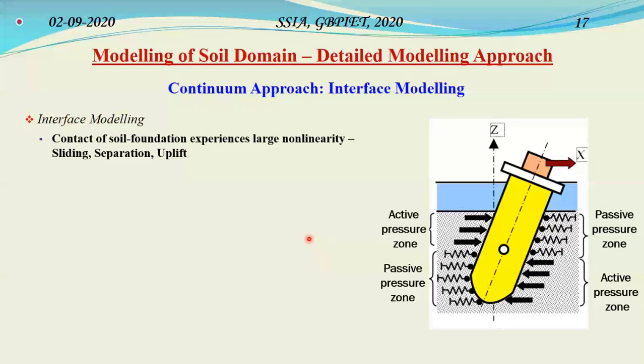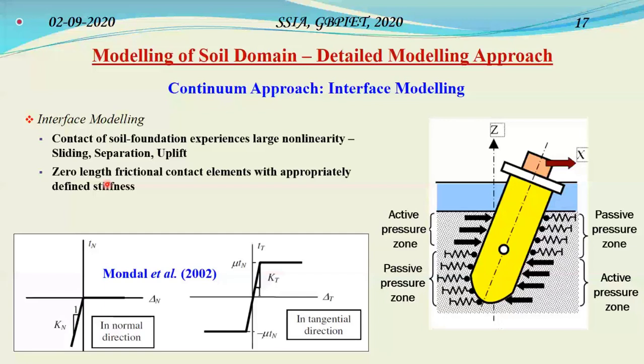A very common way of doing that is a zero length frictional contact element. Now, whenever you use a contact element, you have to define its stiffness appropriately. In this particular case, you have to define the stiffness both along the shear, that is the tangential direction, and along the normal, that is towards the direction of the deformation or towards the direction of the load. There are thousands and thousands of types of contact elements, and they have their own characteristic conditions and definitions of providing the shear and the normal stress characteristics.